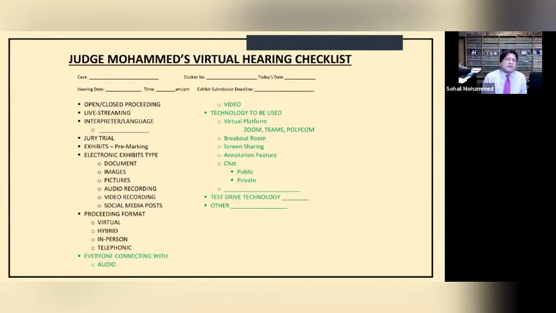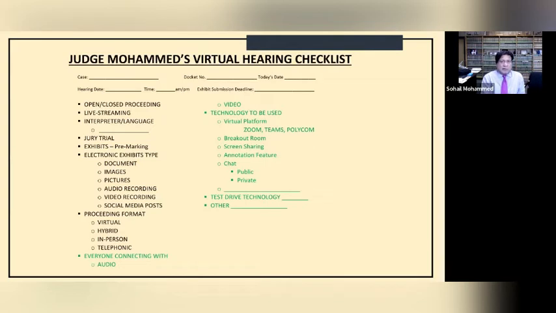Public chat means if you sent a message and you wanted this message to only go out to your client who is appearing virtually also, and if you hit the wrong button, the confidential communication that you thought you were having became public, because everyone in this session is going to get your comment or whatever you were discussing. So be careful about when you use the chat function. Do a test run. Finally, a test drive of the technology.